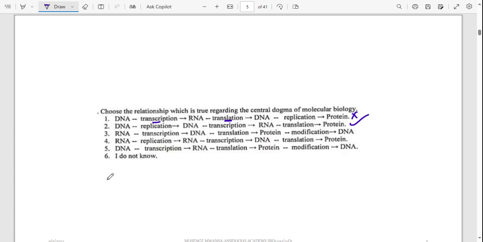All right. Of course we already know that the others are not going to be true, but let's disqualify them. RNA to DNA, that is not transcription, so that one is not correct. And then RNA to RNA, that's not replication. DNA to RNA, that is not transcription.